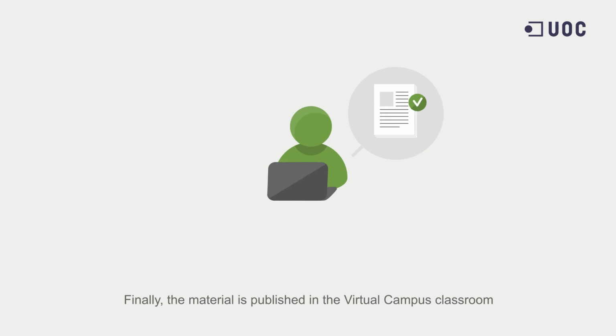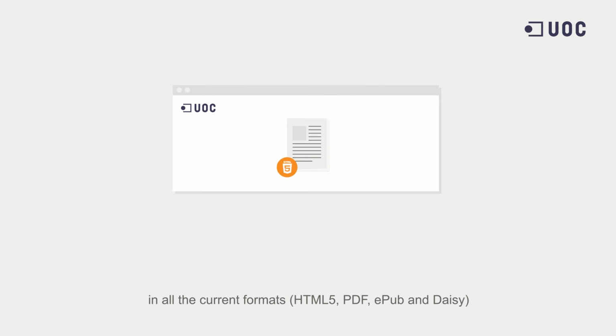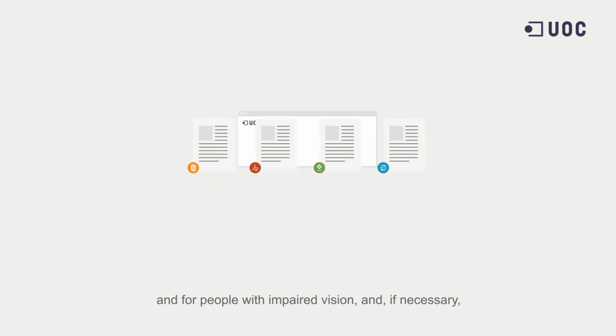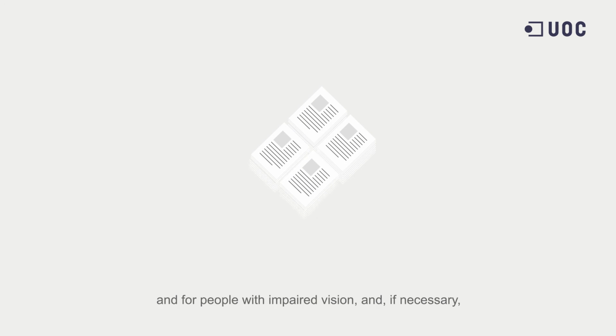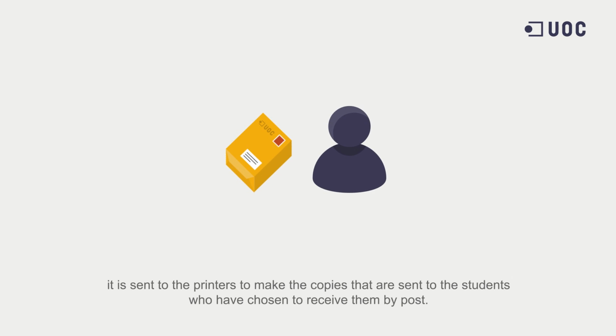Finally, the material is published in the virtual campus classroom in all of the current formats: HTML5, PDF, EPUB and DAISY, to make them accessible on mobile devices and for people with impaired vision, and, if necessary, it is sent to the printers to make the copies that are sent to the students who have chosen to receive them by post.